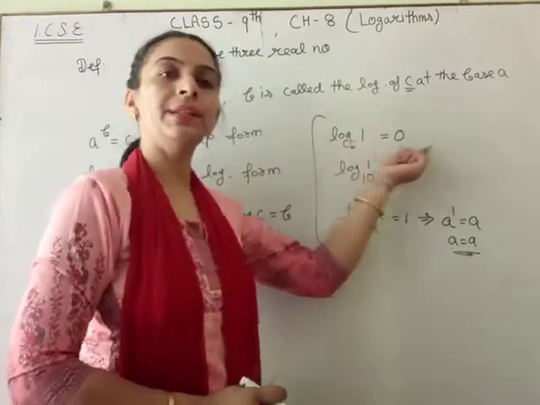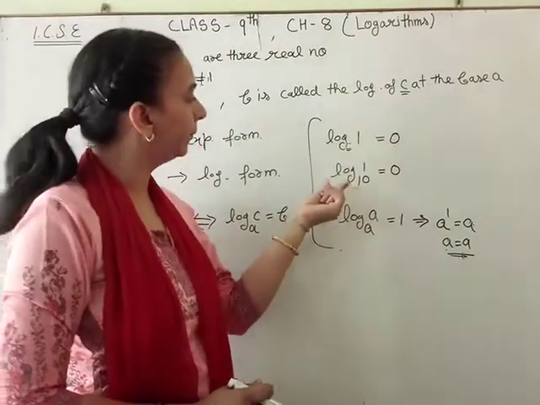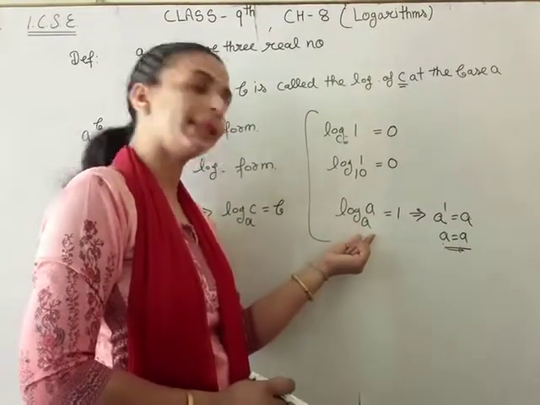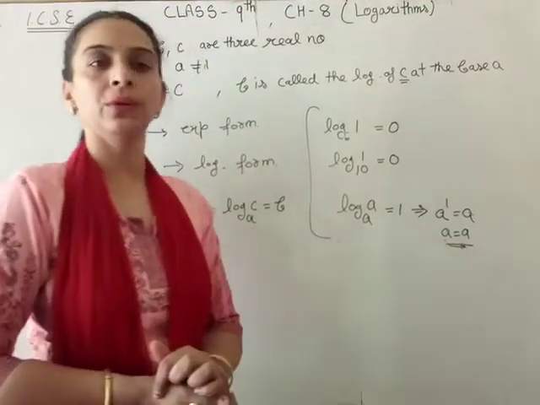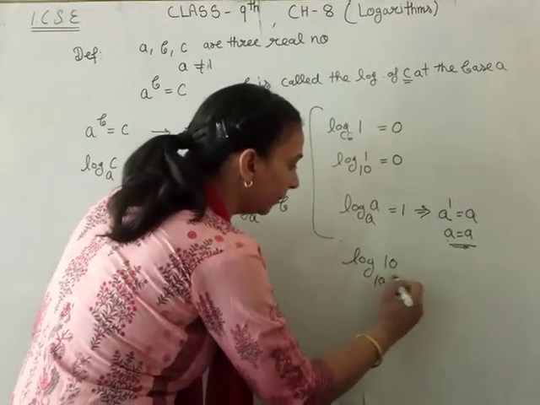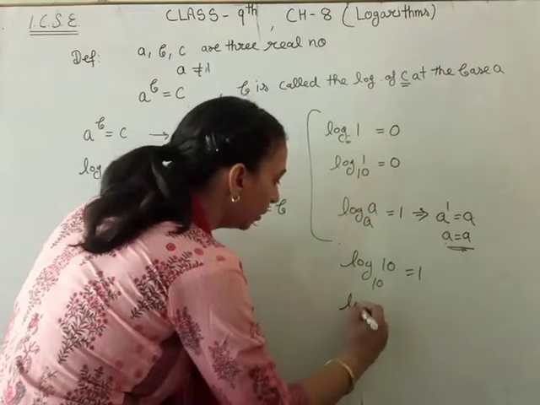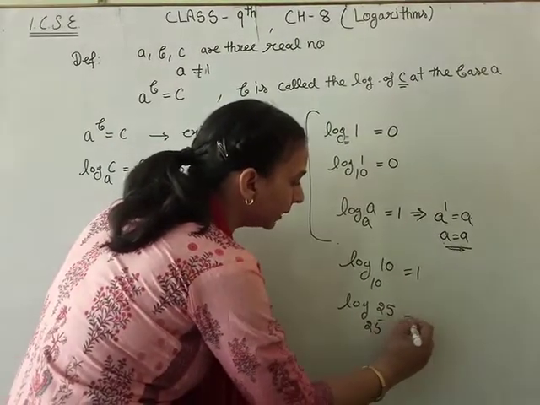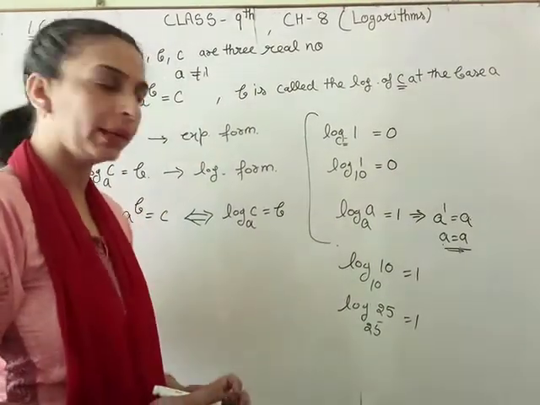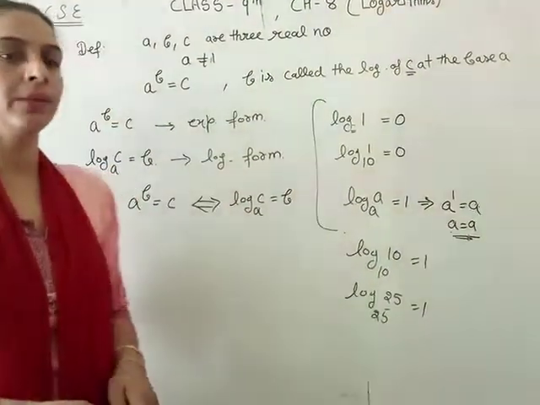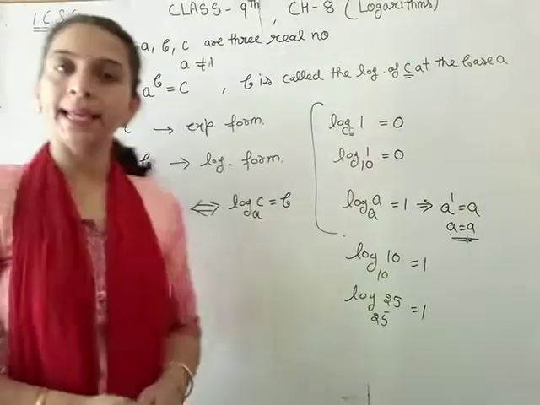Log of 1 is 0, and if the base is not mentioned, then we always take 10, and if log of a at the same base a, then this equals 1. For example, log of 10 at the base 10 equals 1. Log of 25 at the base 25 equals 1. Okay students, now we will discuss the exercise 8a.